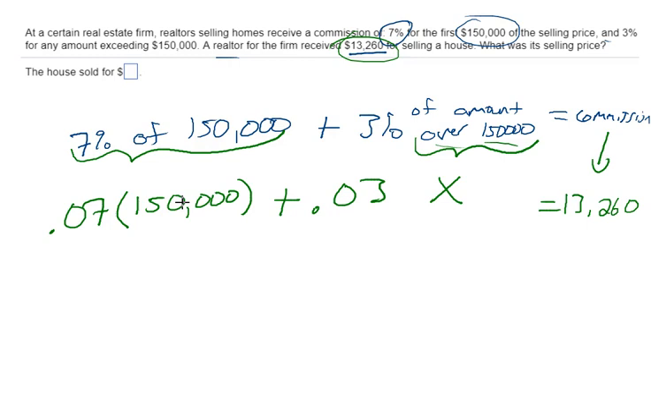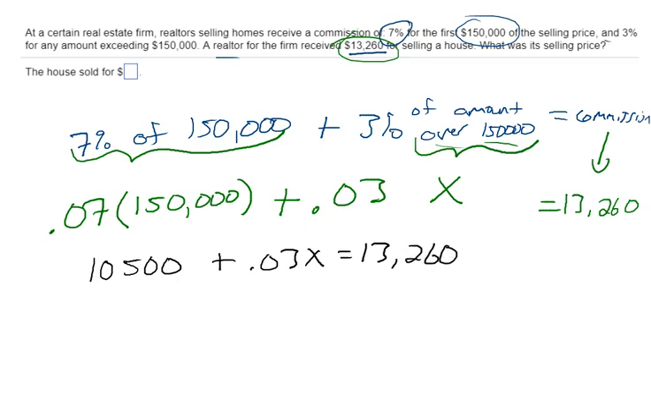So here's one right here. We have 0.07 times 150,000. And that gives me 105. Sorry, I'm saying the wrong number. It's going to be 10,500. Right. Plus 0.03x equals 13,260. Right. So now I'm going to solve for x by subtracting the 10,500 to the other side.